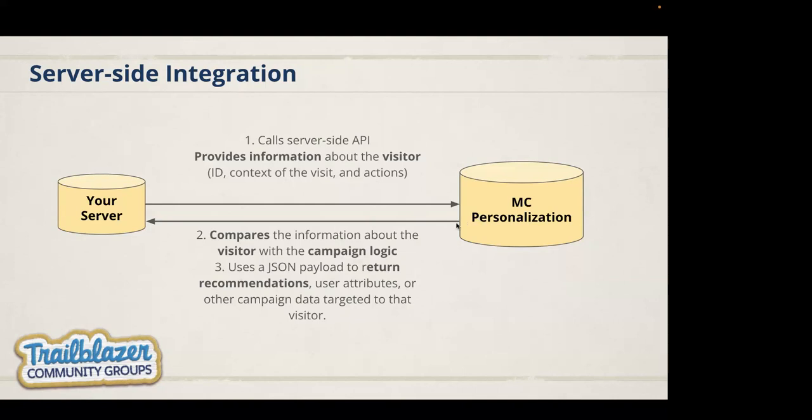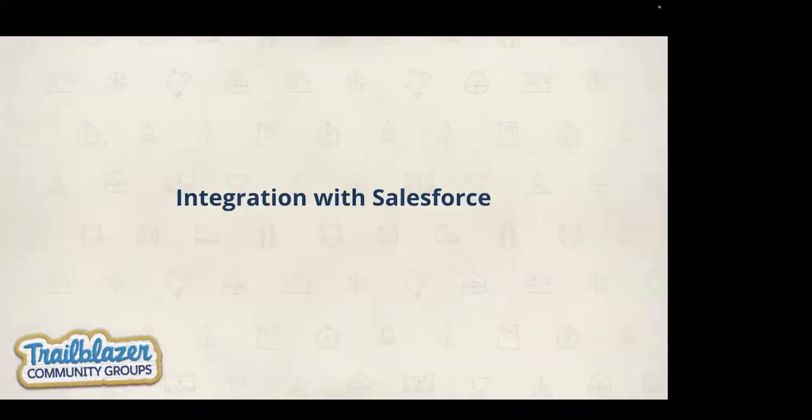With that received, Marketing Cloud personalization compares the information about this visitor, relating it to a customer profile already prepared in Marketing Cloud personalization, and sees what the campaign logic is. It then uses a JSON payload to return a personalized recommendation, additional user attributes that should be presented, or other campaign data targeted to that visitor. We decide on our own what should be returned, and it is returned as an API response back to the server so that it is presented to the end user. So that covers the schema of the possible integration.